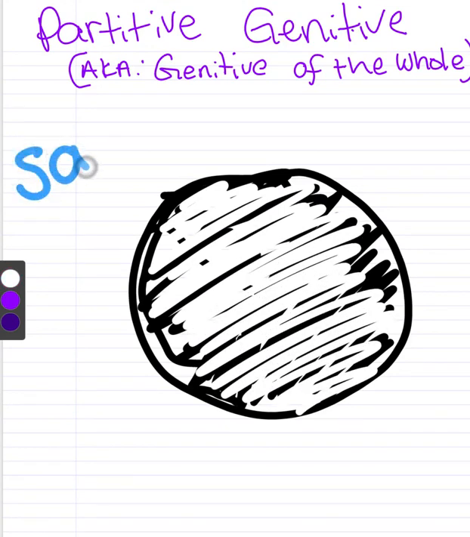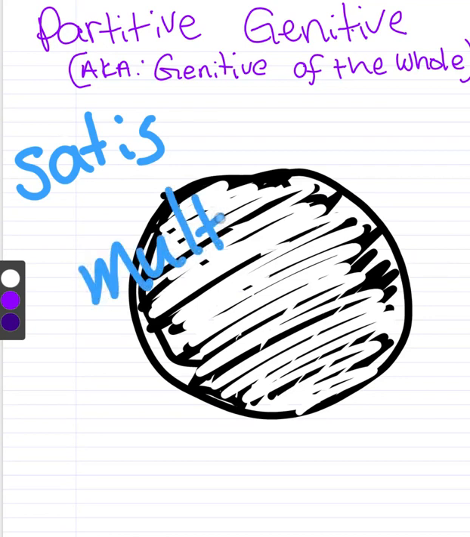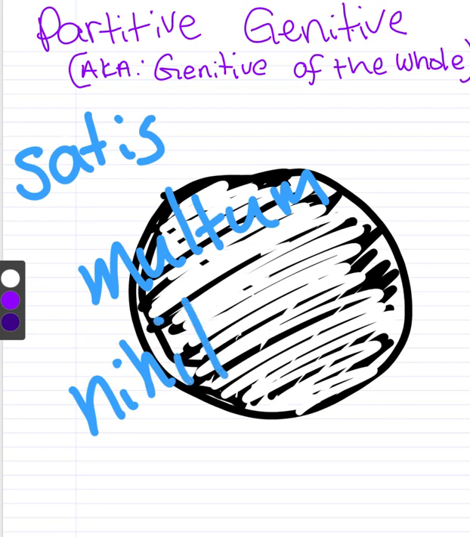So when you see words like satis, which is like enough, multum, which is much, nihil, which technically means nothing, but you're probably going to translate it as no, or plus, any sort of quantity, you are most likely going to see a genitive that follows it, and you have an example of a partitive genitive.